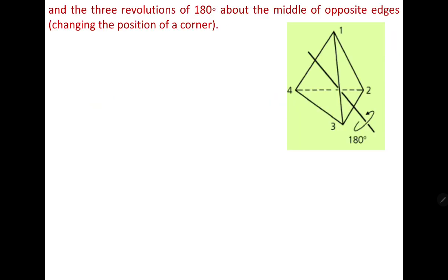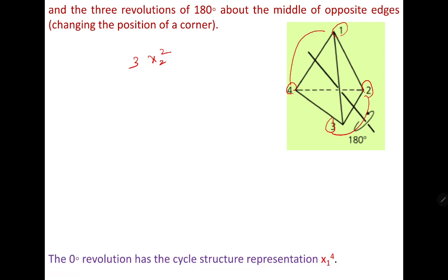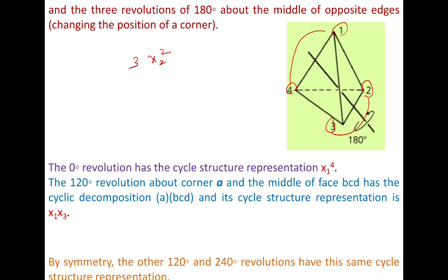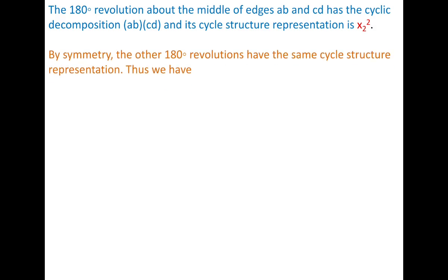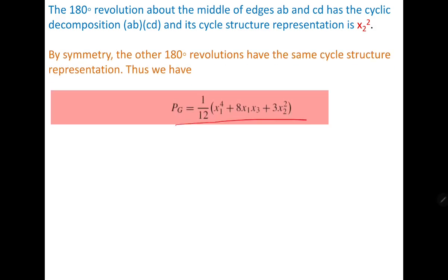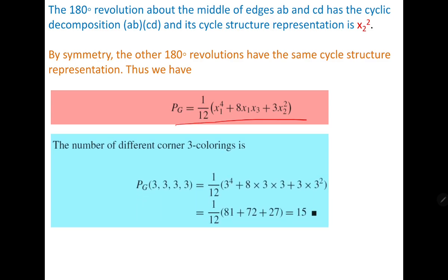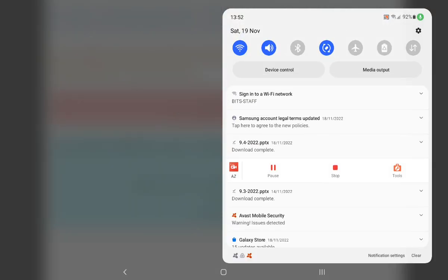And this is how the 180-degree rotation would work. In that case, 1 and 4 get interchanged and 2 and 3 get interchanged, so x2 squared, and 3 symmetries are there because 3 pairs of opposite sides are there. If you consider all of them, then your cycle index would be 1 by 12 times x1 raised to the power 4 plus 8 x1 x3 plus 3 x2 squared, and 3 colorings are required, so you will have the required answer. So that's all from today's class. Thank you very much.